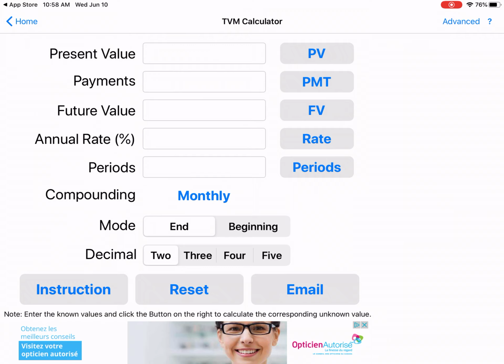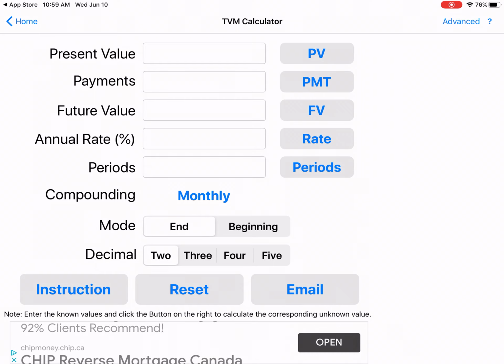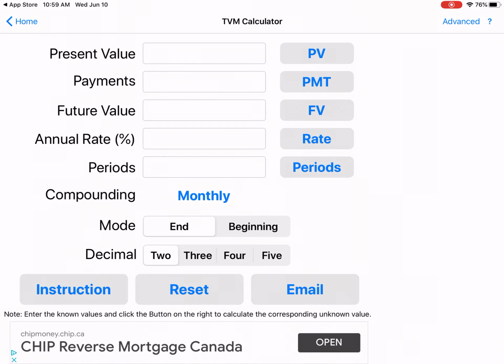There's a reset button beside instructions. I've got nothing to reset right now. Email, I've never touched that. I don't know who I would email about this. Maybe I could email. Curious. Nothing happened. It does have ads on it, as you can see, because it is a free calculator. That's how they pay for it.